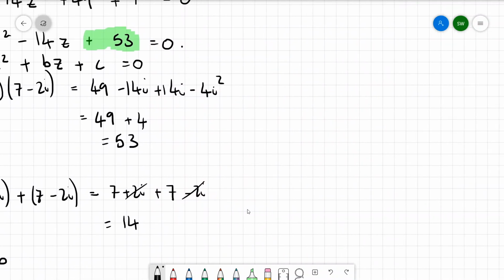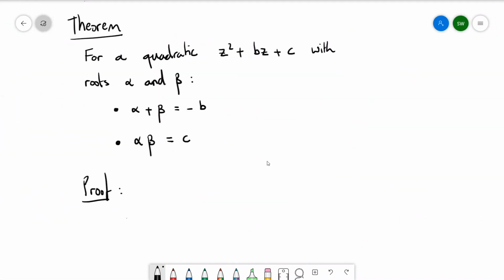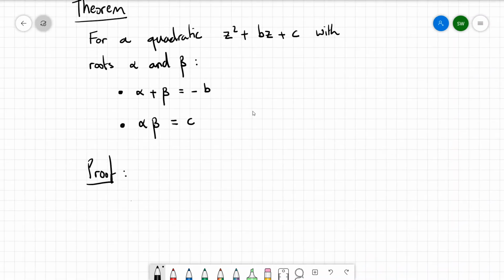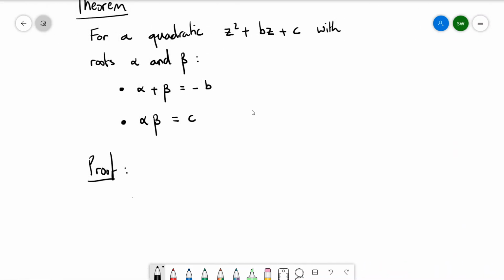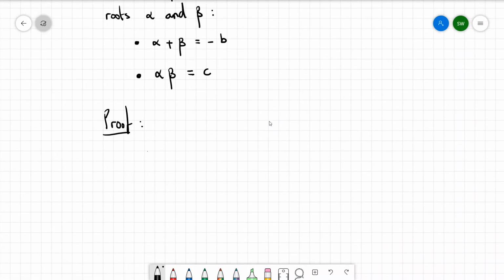So that leads us to another fact that's sometimes quite useful. If we've got a quadratic, z squared plus bz plus c, with roots alpha and beta, then we know these two facts. We know that alpha plus beta is equal to minus b. If I add together the two roots of the quadratic, you get minus the coefficient of z. And if you multiply together the two roots of the quadratic, you get the constant c. And it's fairly easy to prove that.